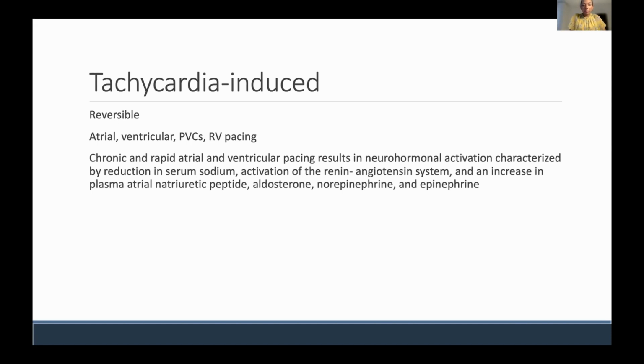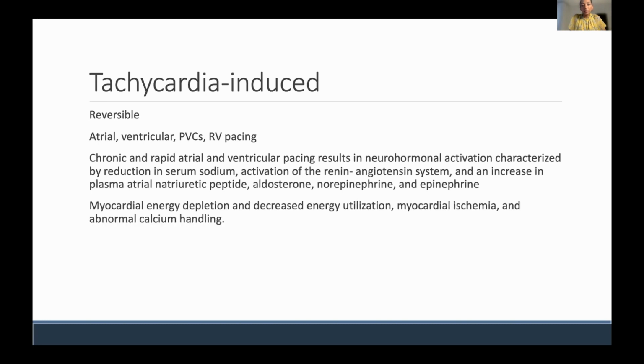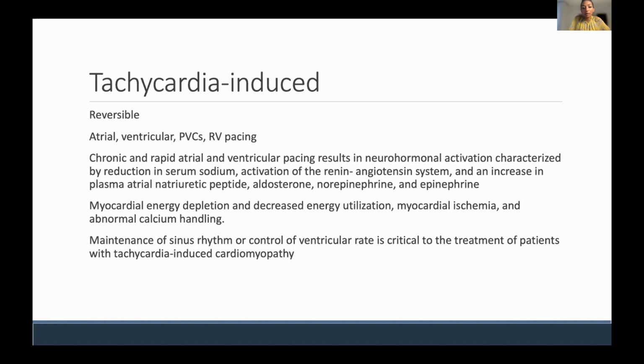Chronic and rapid atrial and ventricular pacing can result in neurohormonal activation characterized by reduced serum sodium, activation of RAS, and increase in plasma atrial natriuretic peptides, aldosterone, norepinephrine, and epinephrine. And interestingly, tachycardia-induced cardiomyopathy models are what were used initially in studying heart failure. So the way heart failure was really studied initially was inducing tachycardia by pacing in animals and causing heart failure. This over time leads to myocardial energy depletion, decreased energy utilization, ischemia, and abnormal calcium handling.